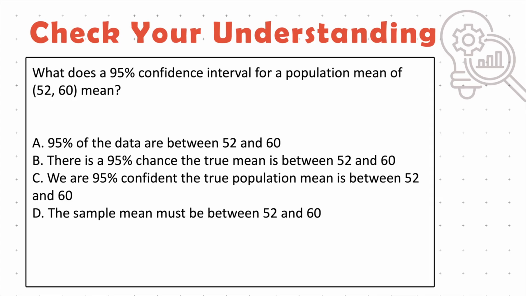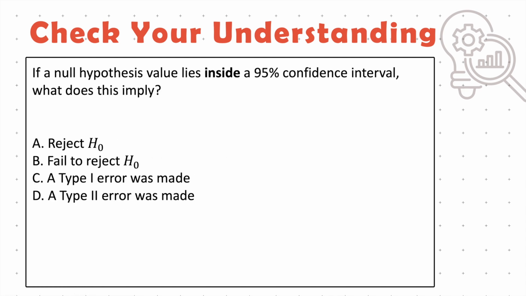For the second one, if we're interpreting this confidence interval, the correct answer is C. We are 95% confident that the true population mean is between 52 and 60. If a null hypothesized value lies inside the confidence interval, then that would tell me that I would have failed to reject the null hypothesis because it is one of the plausible values. The hypothesized value would be inside the confidence interval, being one of the plausible values.